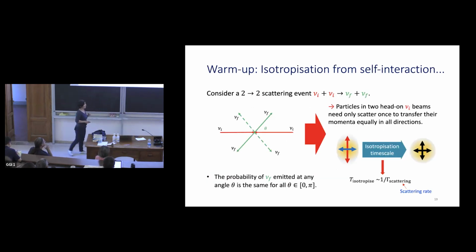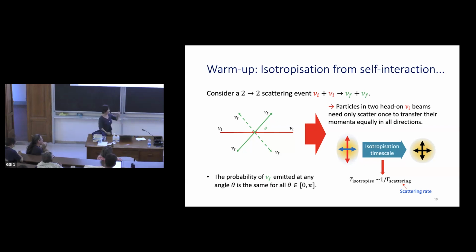As a warm-up exercise, this is the isotropization from just a simple self-interaction. Here, I'm looking at a 2-to-2 scattering event. I have one neutrino coming here, another coming here, they scatter, they go off. That's depicted by this picture over here. Now, if you look at the scattering of the two red neutrinos that are coming in, then the probability that the final state neutrinos, the green lines, are emitted at any angle between 0 and pi is practically equal everywhere. What this means is that if I have two beams of neutrinos and they go head on, they only need to scatter once before the momentum can be transferred into all angles, from 0 to 2 pi.